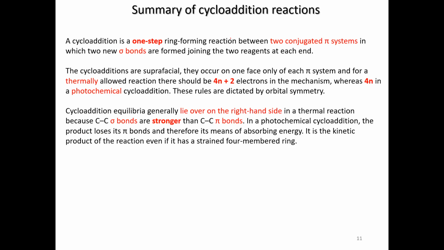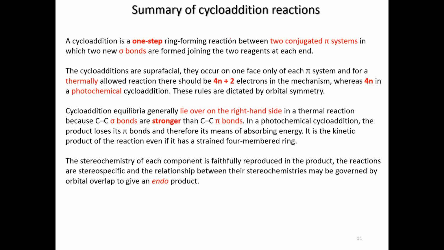In this case, for instance, if the equilibrium goes on the right-hand side, a thermal reaction happens because you form two new sigma bonds, which are stronger than pi bonds. Stronger means more stable. More stable means more favorable for the formation of product. In the photochemical cycloaddition, it's similar because it loses pi bonds, and it's also absorbing energy because you're using energy to photoinduce it. Always consider the stereochemistry.